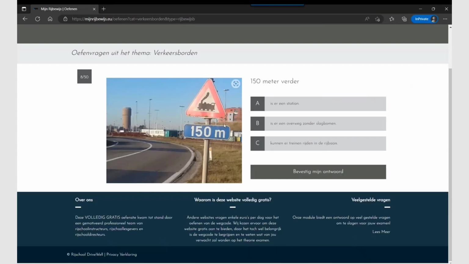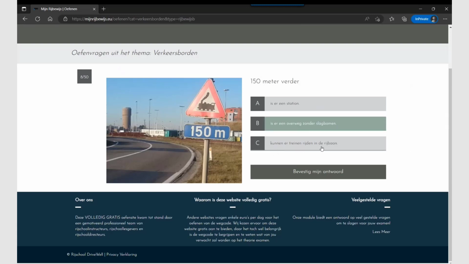So this one says 150 meters ahead. What is it? Option A is a station. You can rule this out. It's a warning sign. It's not a station. We will see later that this traffic sign is related to level crossing. So it's not a station, but it will be a level crossing. Option B is a level crossing without gates. So it's a level crossing without gates, and that's what it is.